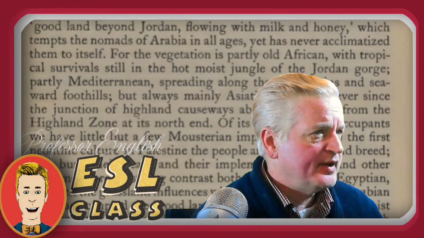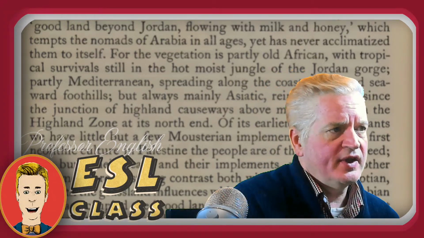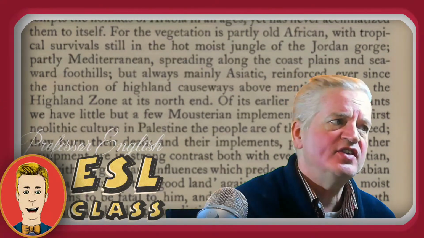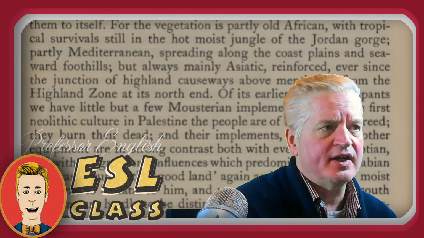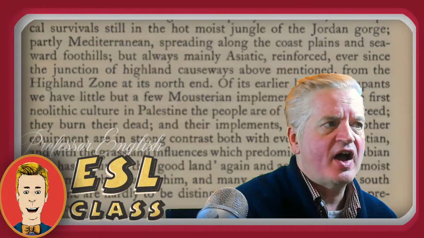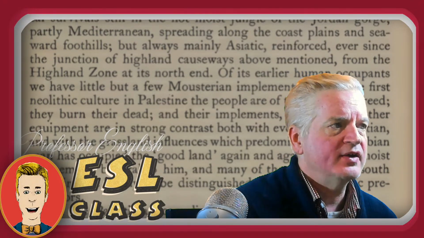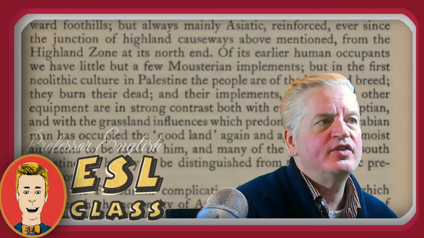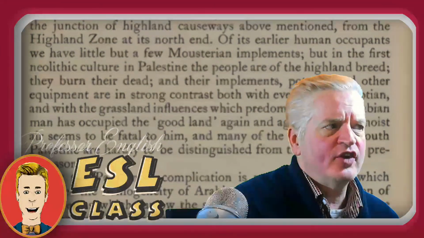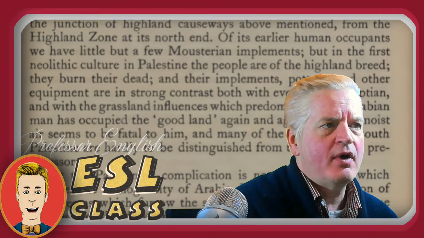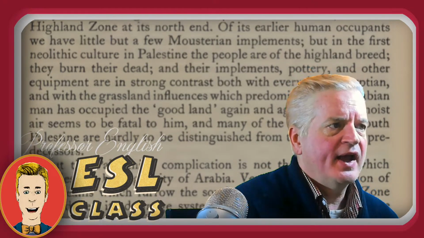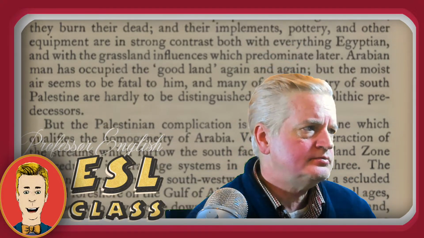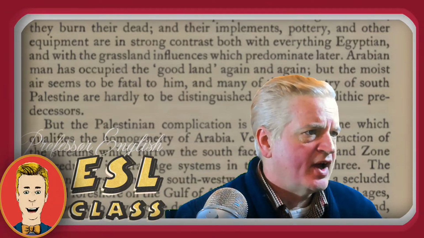For the vegetation is partly old African with tropical survivals, still in the hot, moist jungle of the Jordan Gorge, partly Mediterranean, spreading along the coast plains and seaward foothills, but always mainly Asiatic, reinforced ever since the junction of the highland causeways above mentioned from the highland zone at its north end. Of its earlier human occupants, we have little but a few Mousterian implements. But in the first Neolithic culture in Palestine, the people are of the highland breed. They burn their dead, and their implements, pottery, and other equipment are in strong contrast both with everything Egyptian and with the grassland influences which predominate later.